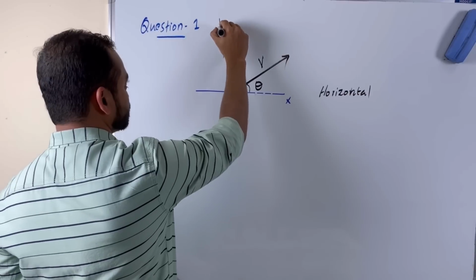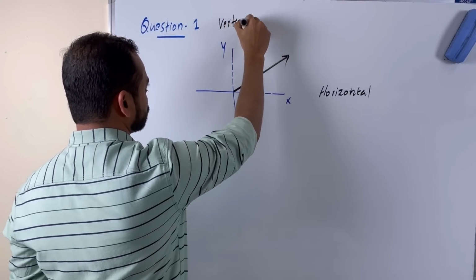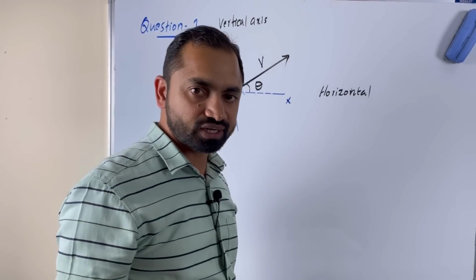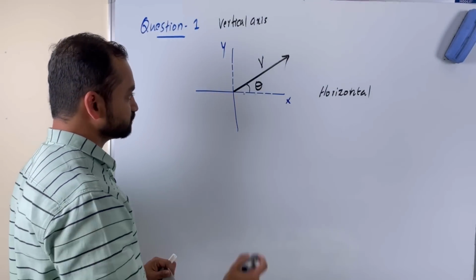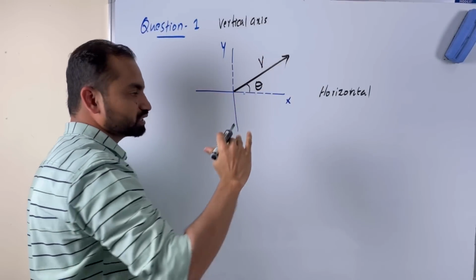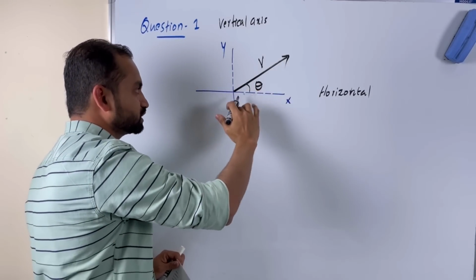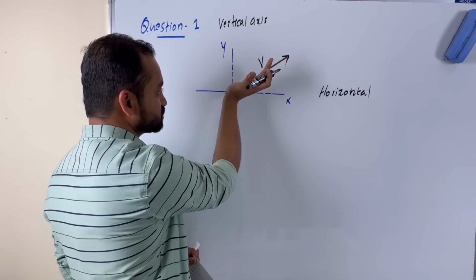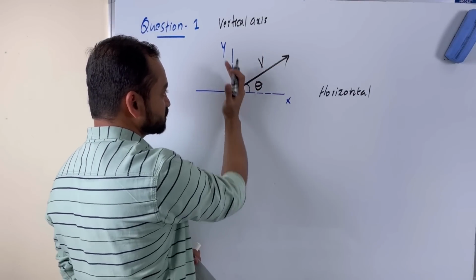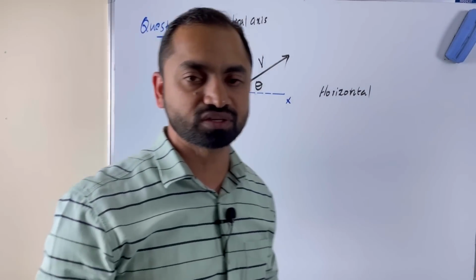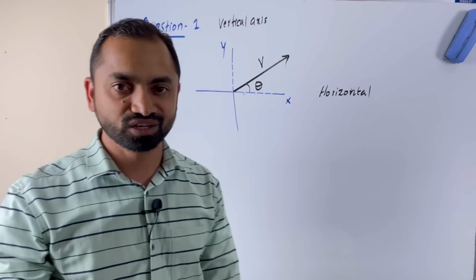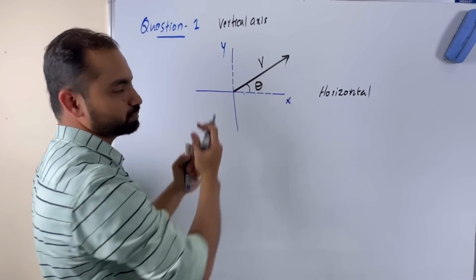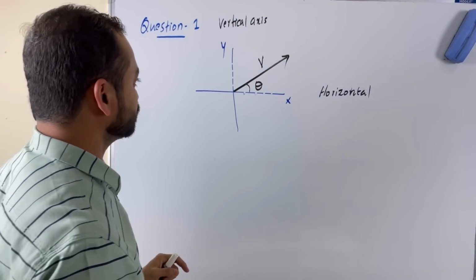Then what is the y-axis? The y-axis we will call the vertical axis. So this vector V makes an angle theta from the horizontal. This vector we can divide into x component and y component. Why? Because this vector is in between the x-axis and y-axis, which means this vector has an x part and a y part. So we will divide this vector into its x part and its y part. That's called x component and y component.